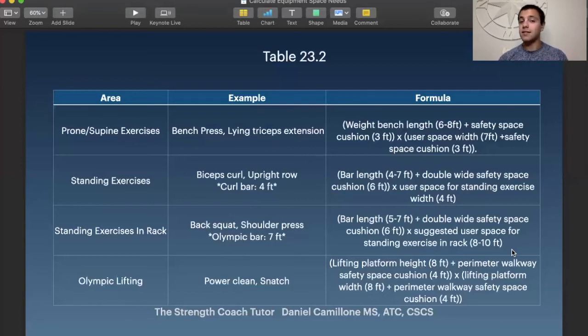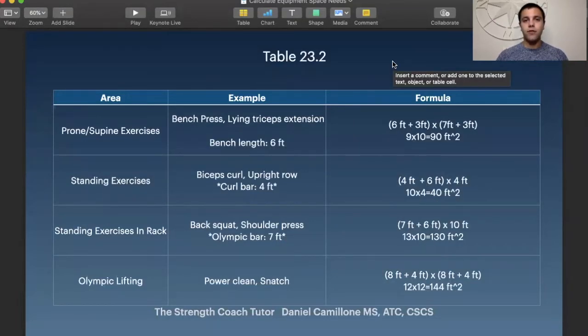So again, on this next slide, though, we're going to look at specific examples of each of these situations, if you will. So our first example is going to be the prone/supine exercises. And in this example, we're going to use a bench length of 6 feet. So we're going to first do the 6 feet plus the 3 feet of safety space times 7 feet plus 3 feet. So what that really gives us is 9 times 10, right? Because we got 6 plus 3, that's going to equal 9.